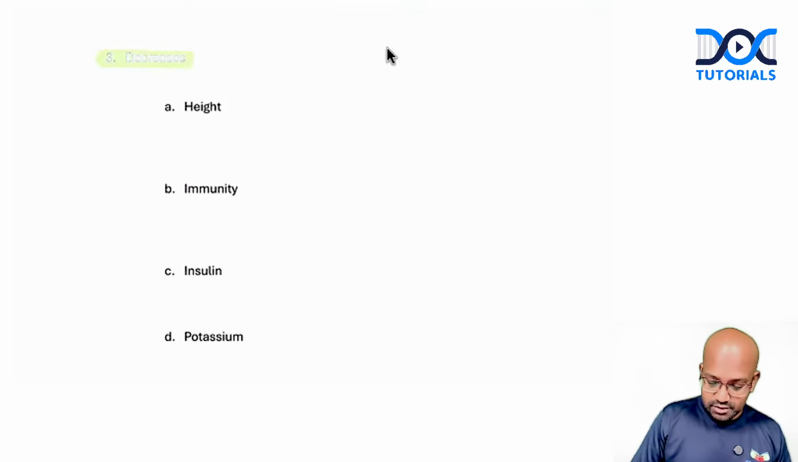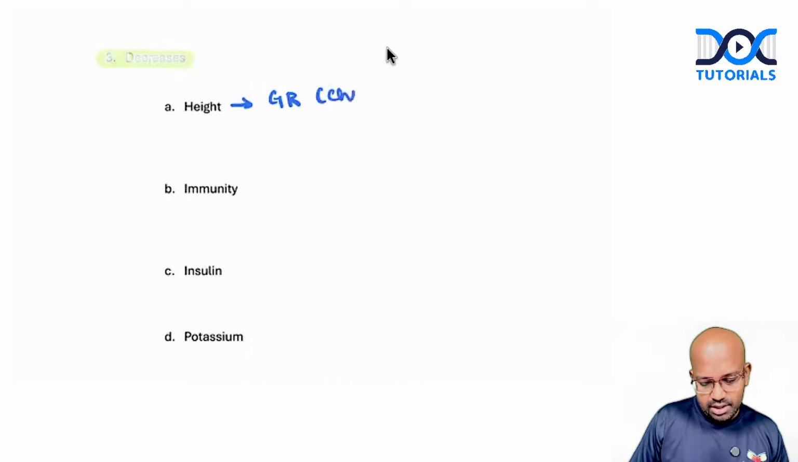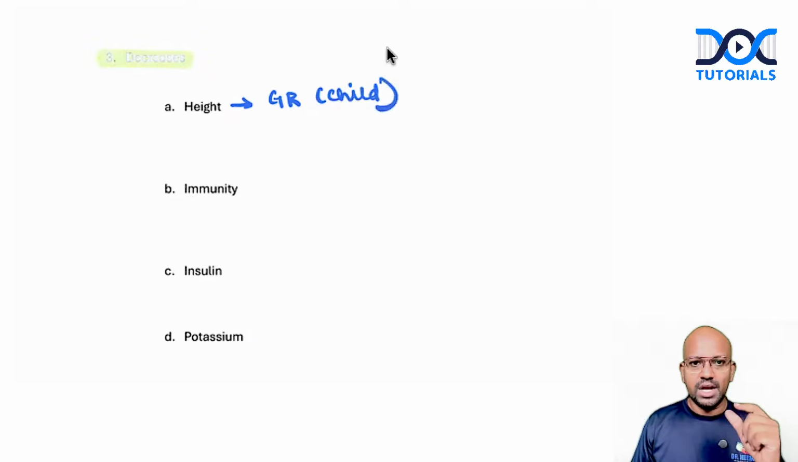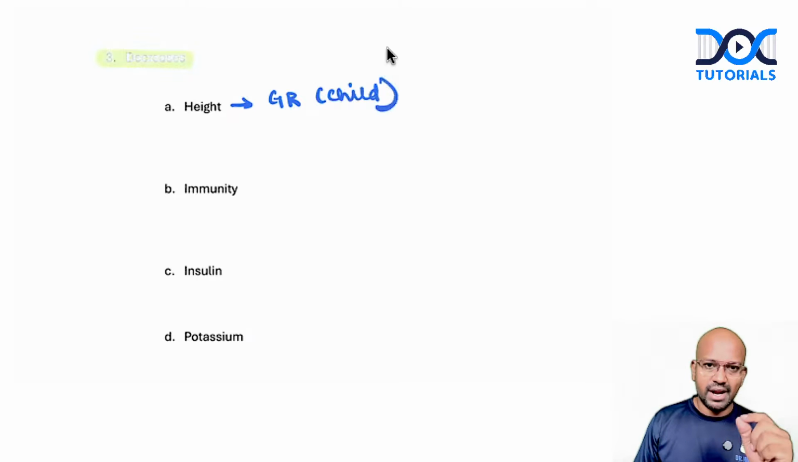Option A, the first one, we're going to be talking about height. Of course, we know there will be growth retardation in children. We know that steroids can be given for bronchial asthma as an inhalational therapy. Even when it is given via the inhalational route, children might land up in growth retardation.